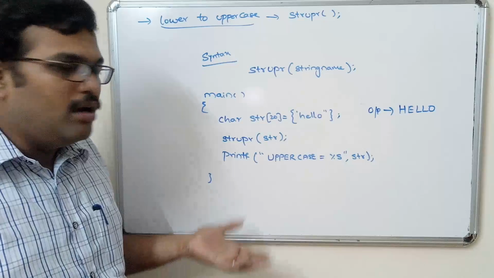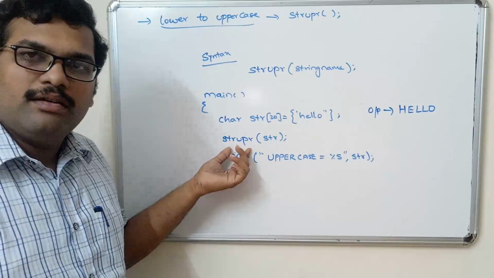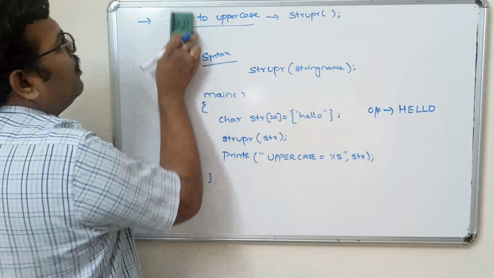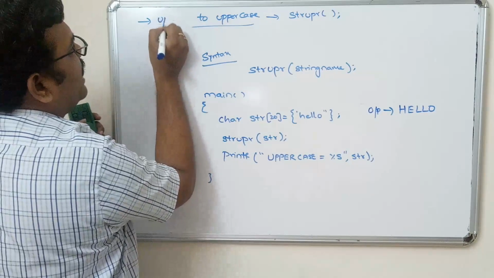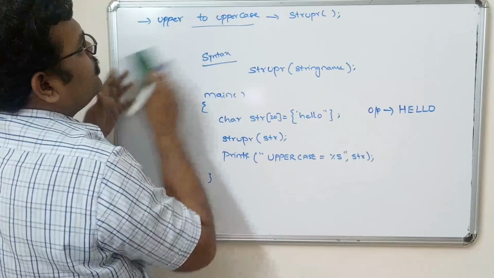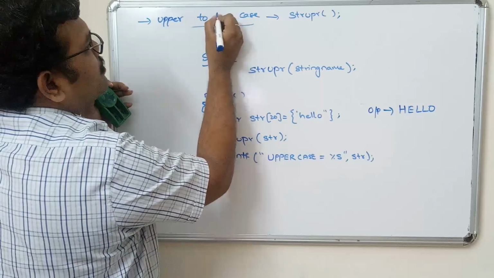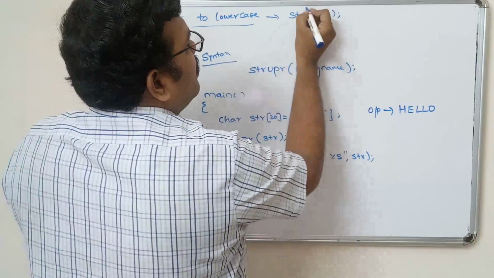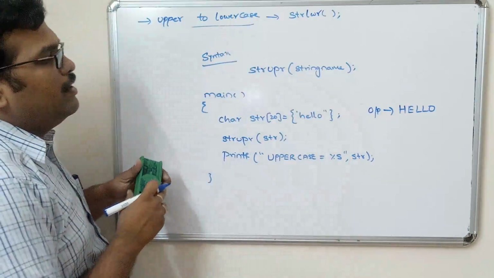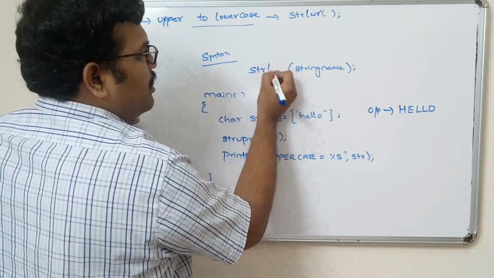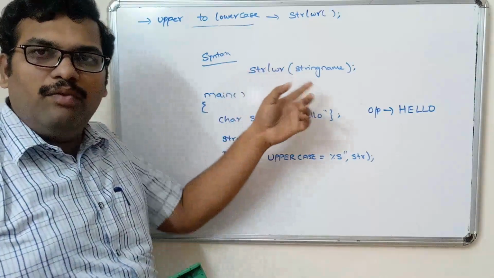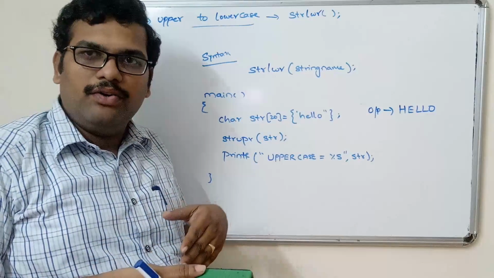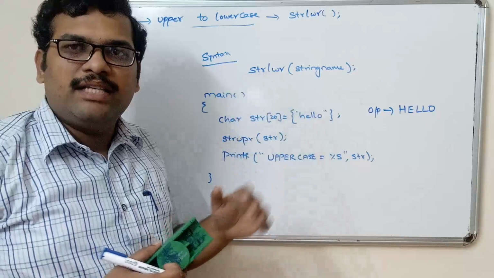So for this also we are just using the predefined function. Similarly, uppercase characters to lowercase characters. Uppercase to lowercase. So strlwr, lower. So here also the same logic, LWR. Here also we will take only one string as an input, and here also all the uppercase characters will be converted into lowercase and it will be saved in the same string.